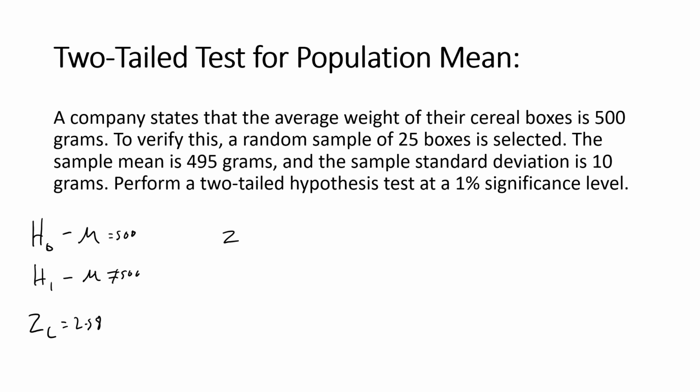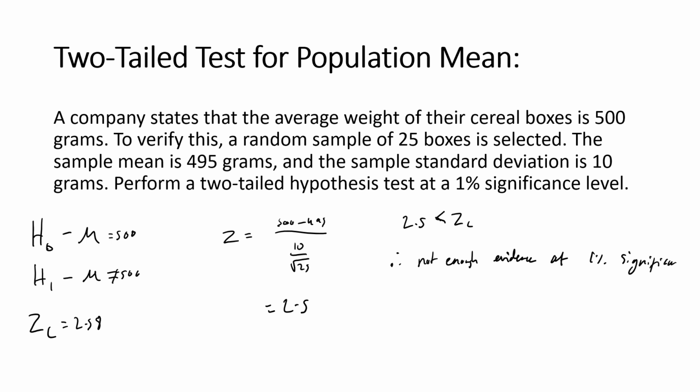And now we find the z value, which is 500 minus 495, or it could be the other way around, it doesn't matter, over 10 root 25. And that gives us 2.5. 2.5 is less than the critical value, therefore not enough evidence at 1% significance to reject H naught and suggest the average weight of cereal box is not 500 grams.